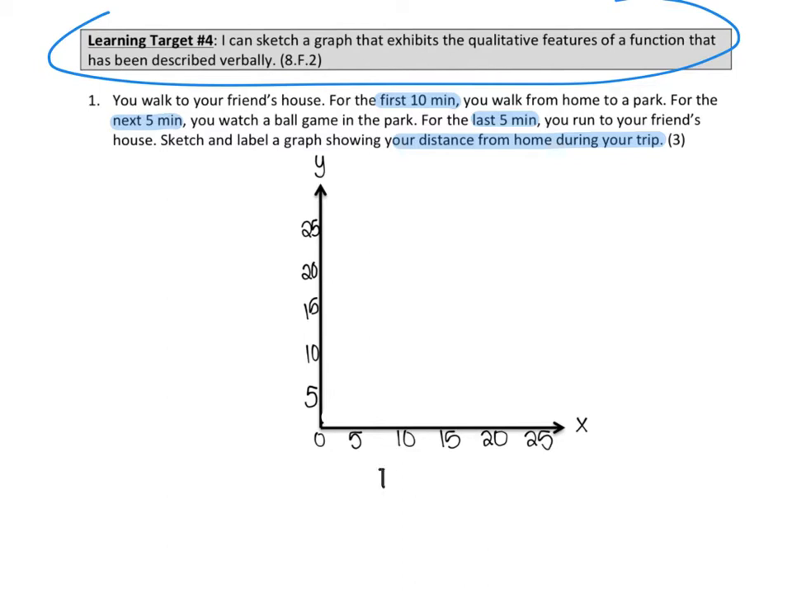X is always going to be time. And in this case, time is in minutes. Since the problem is asking your distance from home during your trip, the y-axis will be your distance. It's too complicated to write vertically. Since it's never mentioned how your distance is measured, you can assume that it can be meters.